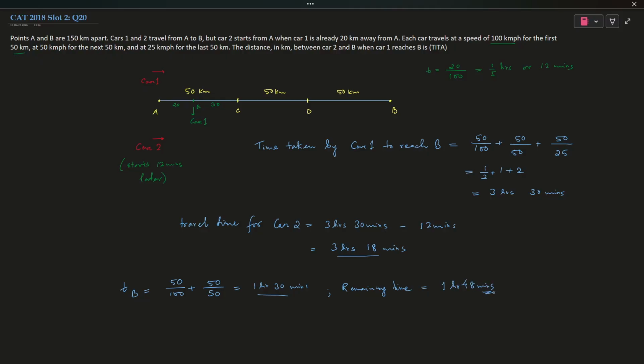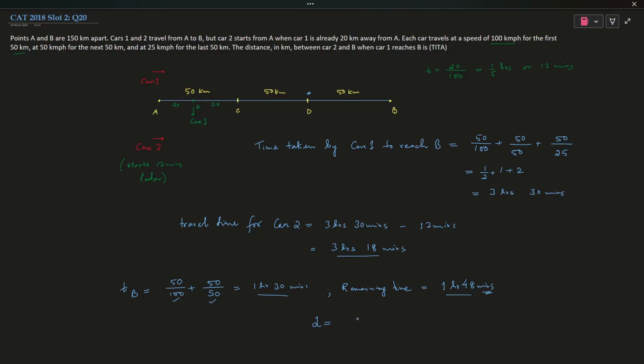Okay, now what will be the distance covered by car 2 during this time, right? First segment is already covered, second segment is already covered. So now car 2 is at position D. From point D, it will travel for a total of 1 hour 48 minutes. So what will be the distance covered? Distance will be speed into time. So 1 hour 48 minutes, 48 is basically 4 by 5th of an hour, right? 4 by 5. Yes, 4 by 5.